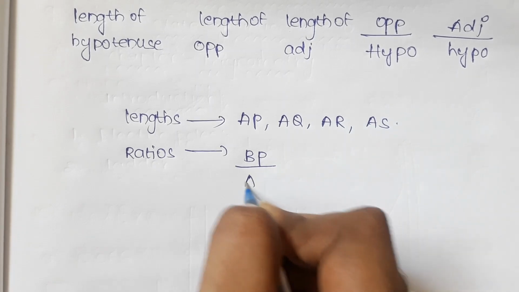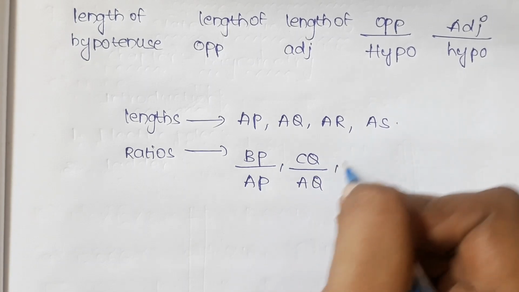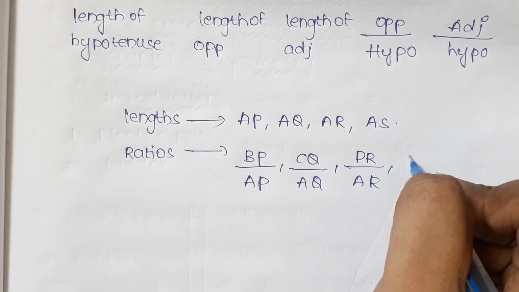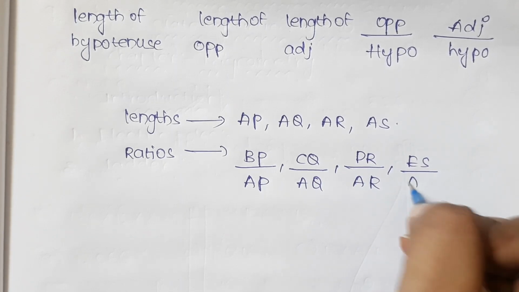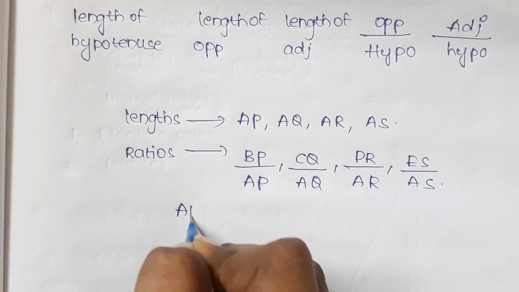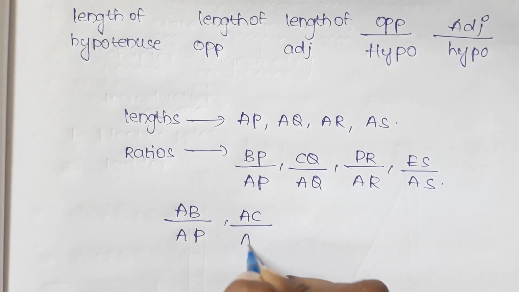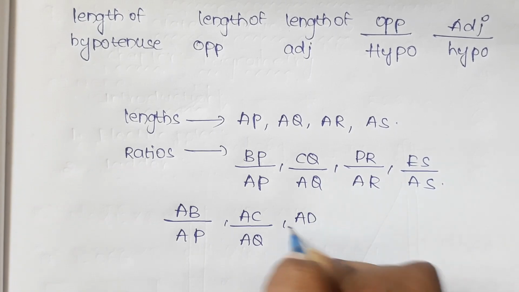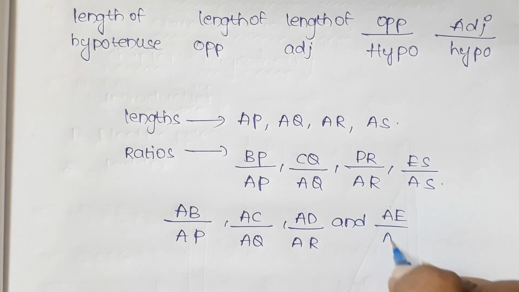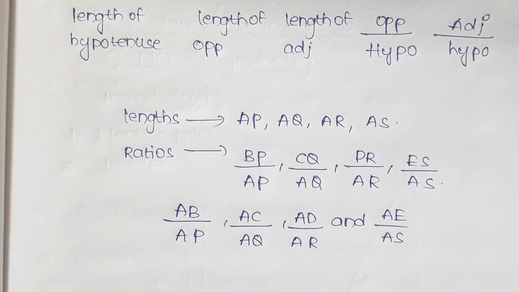BP by AP, CQ by AQ, DR by AR, and ES by AS. And along with this, similarly, we should also find the ratio of AB by AP, AC by AQ, AD by AR, and AE by AS. And these two are the ratios.